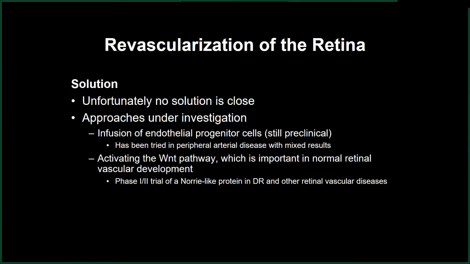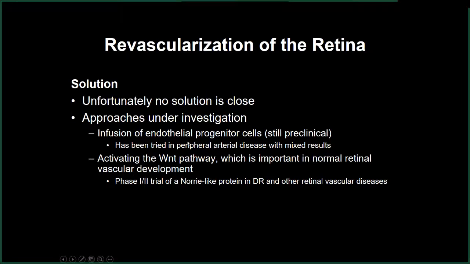This is the one where we're probably the farthest away from doing anything about, sadly. There are approaches under investigation. I'm excited about both of them, but the second more than the first. The first is infusions of endothelial progenitor cells. So I don't know how much you guys have heard about this, but this has been tried for peripheral arterial disease, which of course our diabetic patients unfortunately get, with very mixed results.